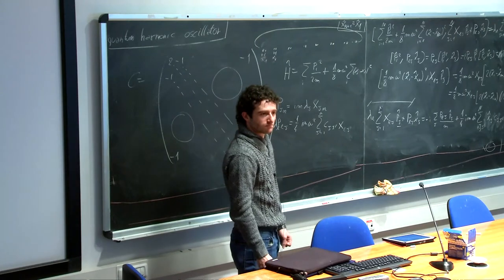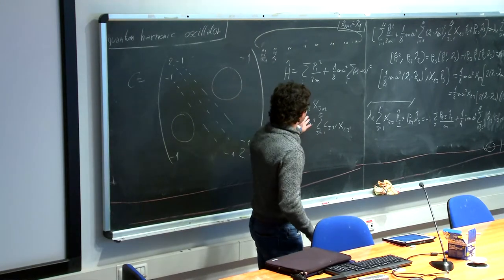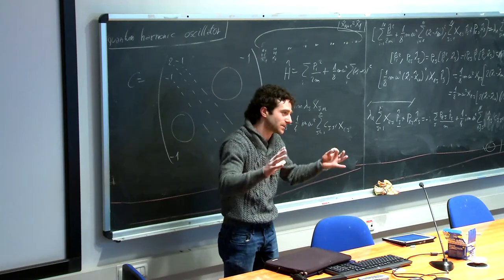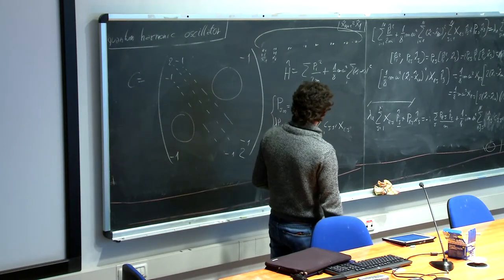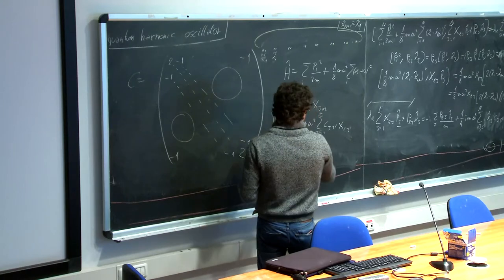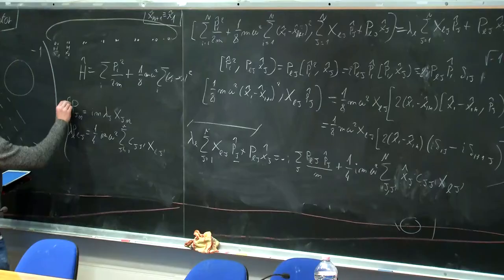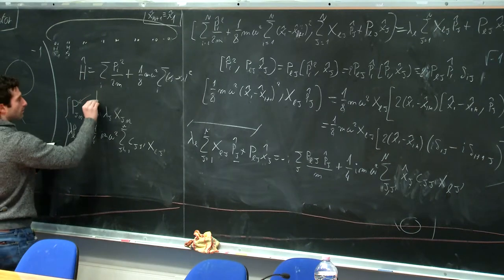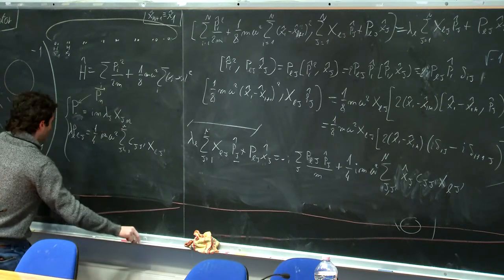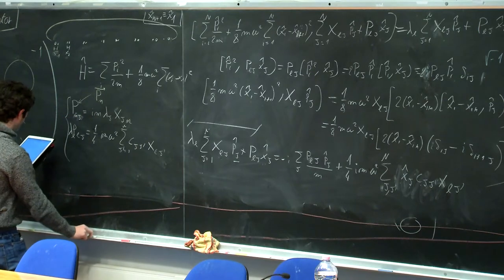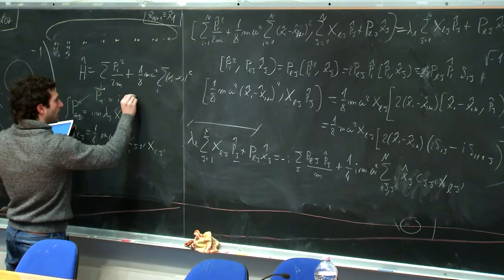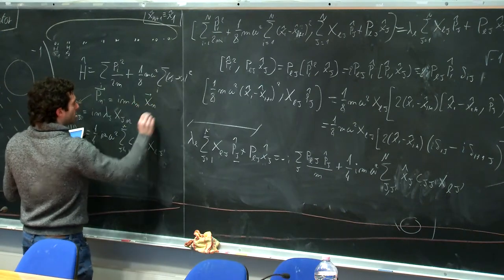Okay. Now, I wrote everything in terms of indices, you see the indices n, j. But we can write everything in terms of matrices and vectors, which is, I think, cleaner and clearer. So this expression you can rewrite by defining a vector p_n. So p_n is equal to i m lambda_n x_n.